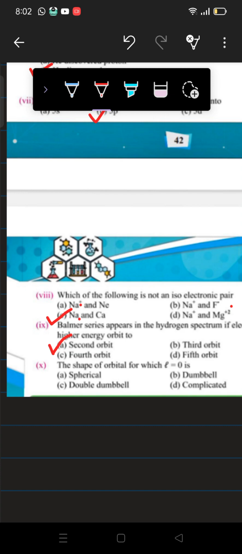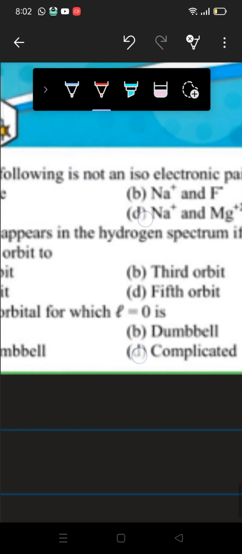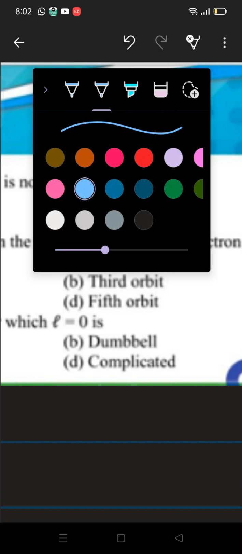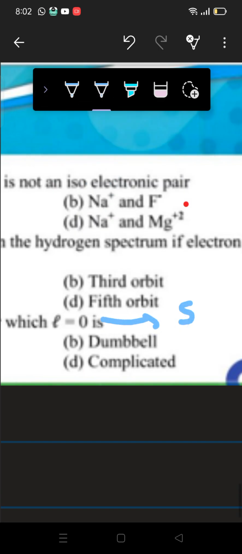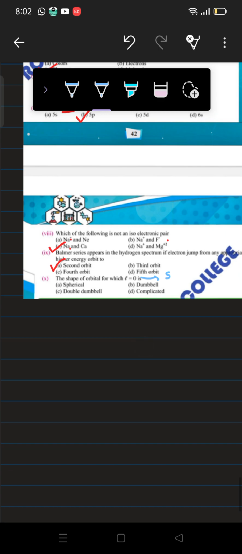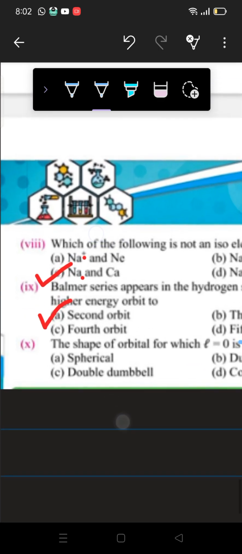Last but not least, the shape of the orbital for which l is equal to 0. If l is equal to 0, we know that this means s, right? If it is s, which means l is equal to 0, and s has a spherical shape, right? s has a spherical shape.